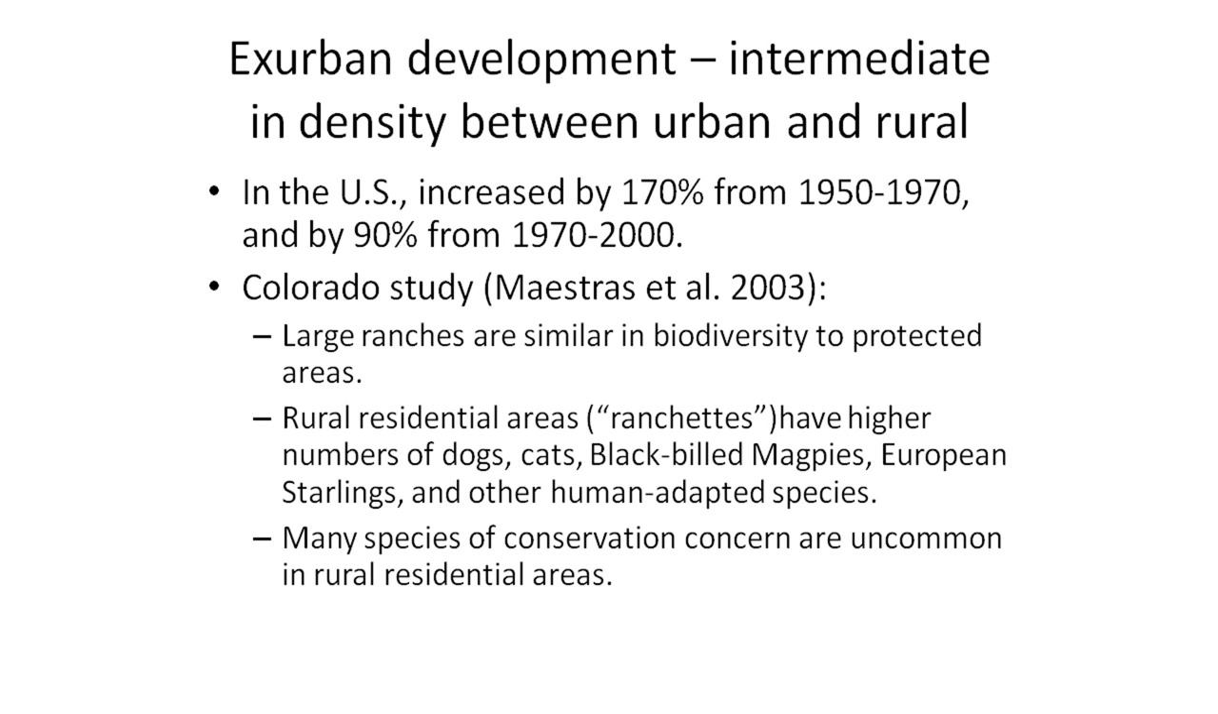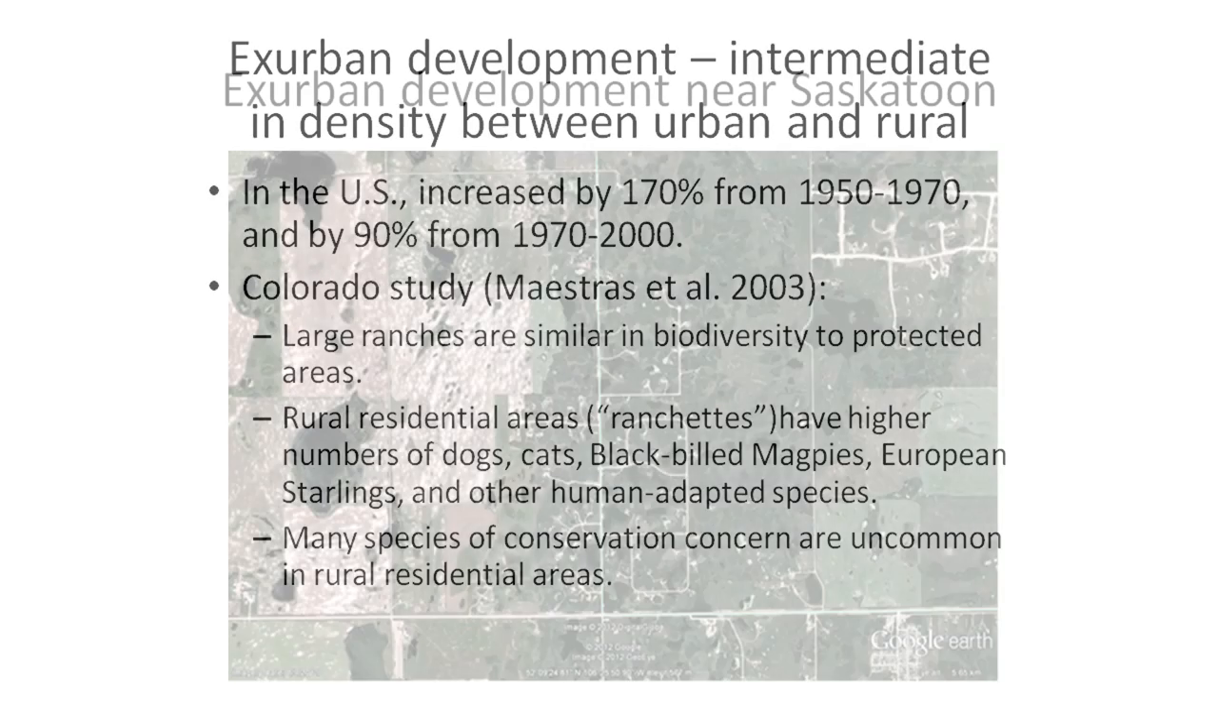Why is that a problem? It's amazing how many birds get preyed on by domestic cats. And then if you look at the birds, things like magpies and starlings that are well adapted to human settlement are much more common in these ex-urban developments, whereas some of the species of conservation concern are less common.